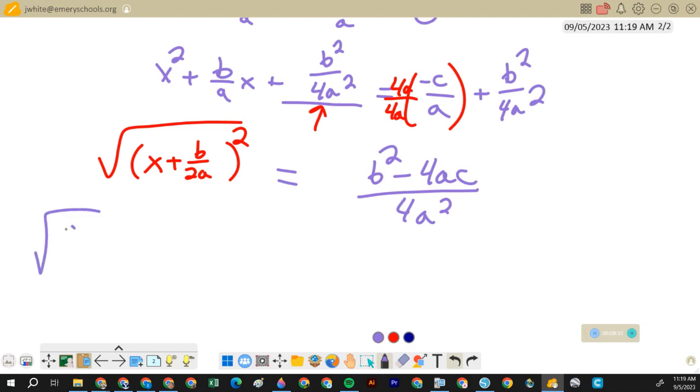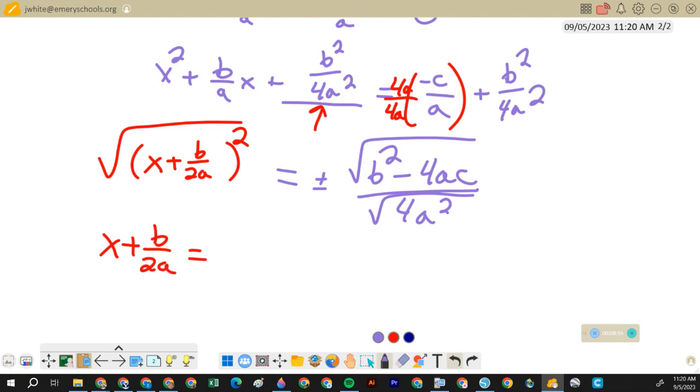So the square root of 9 over 25 is the same thing as the square root of 9 over the square root of 25, which ends up being 3/5. Right? So I need a plus or minus because I did the square root. I square root the top and I square root the bottom. And that gives me x plus b over 2a is equal to, how does the top square root? It doesn't, right? So we write plus or minus the square root of b squared minus 4ac.